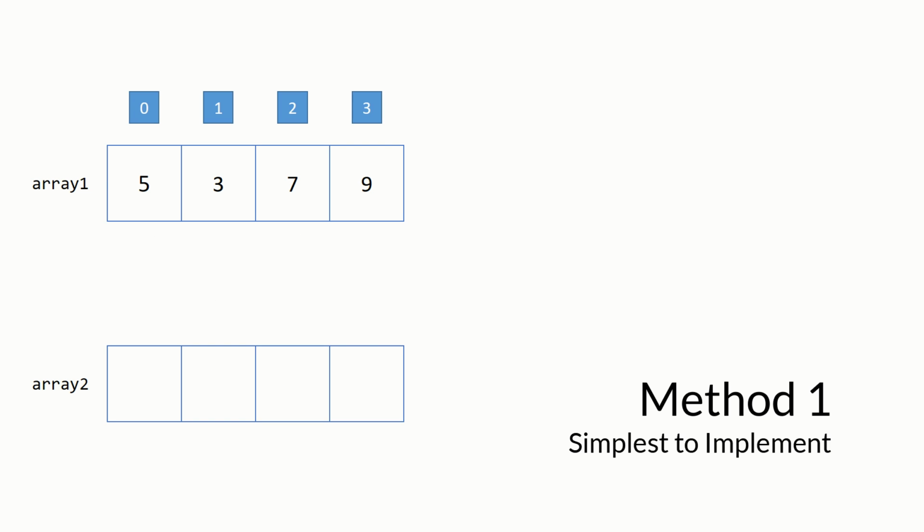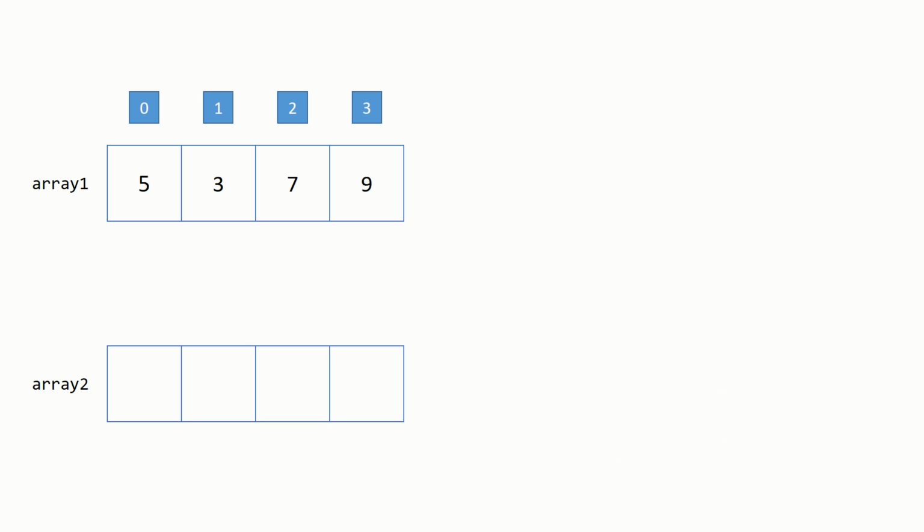To solve this problem, we can create a new empty array with the same length as the original array. I'll call the original array array1 and the new empty array array2. I've also labeled the indices of both arrays in blue.